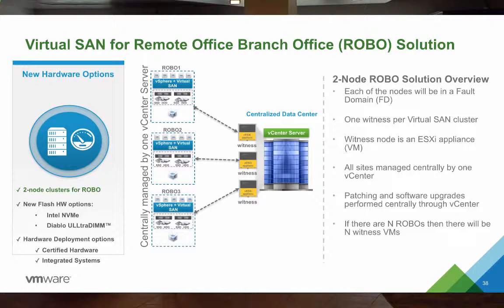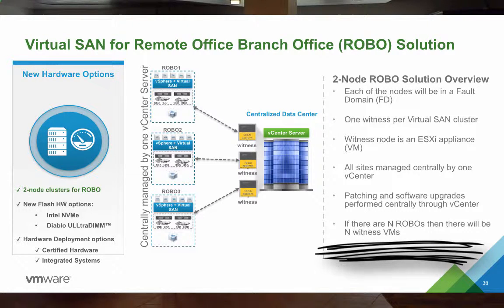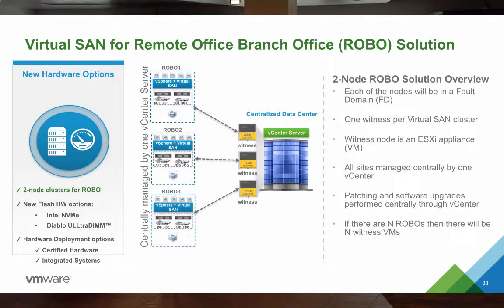This will allow all of the sites to be managed centrally by one vCenter. So all of the patching and upgrades are going to be performed directly through that centralized vCenter. And it's a one-to-one relationship, which means if there are 5 ROBOs, then there will be 5 witness VMs. If there are 3 ROBOs, there will be 3 witness VMs. So this gives you a little bit of a clearer picture as to what we're doing with the witness VM.